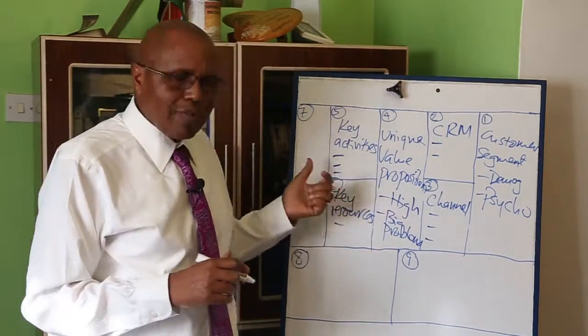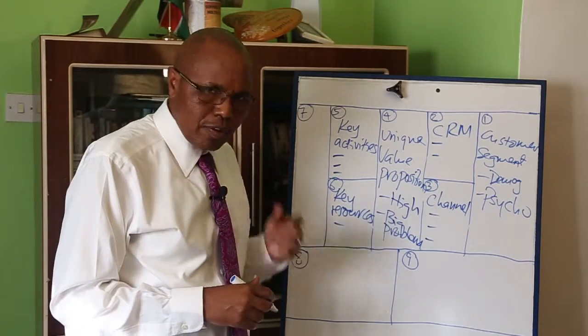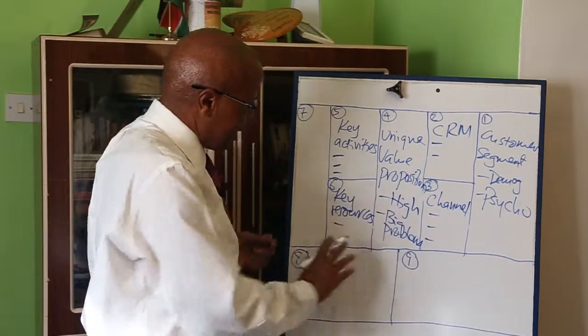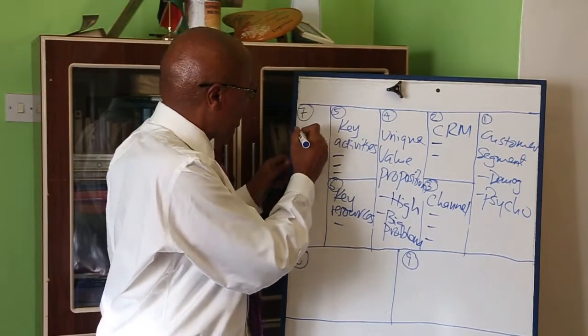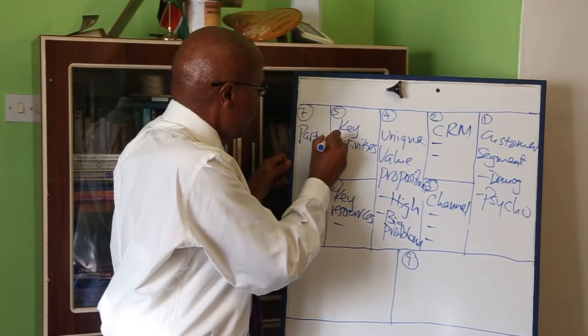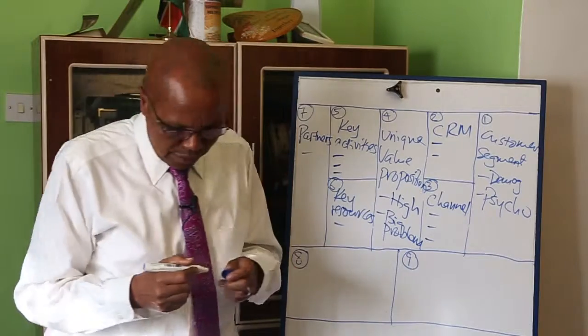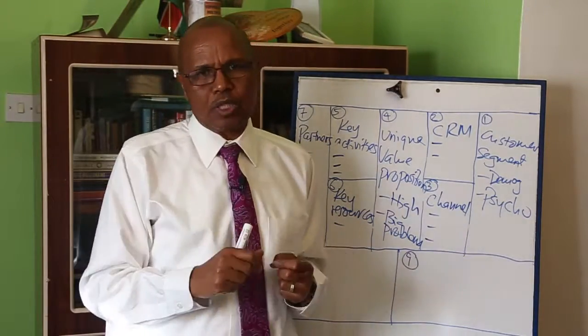Now, you will discover why this is important when we look at the other final 3 elements. Now, the other consideration in your business model is partners. Who are your key partners? Who do you partner with in your business? Who can you not do without?